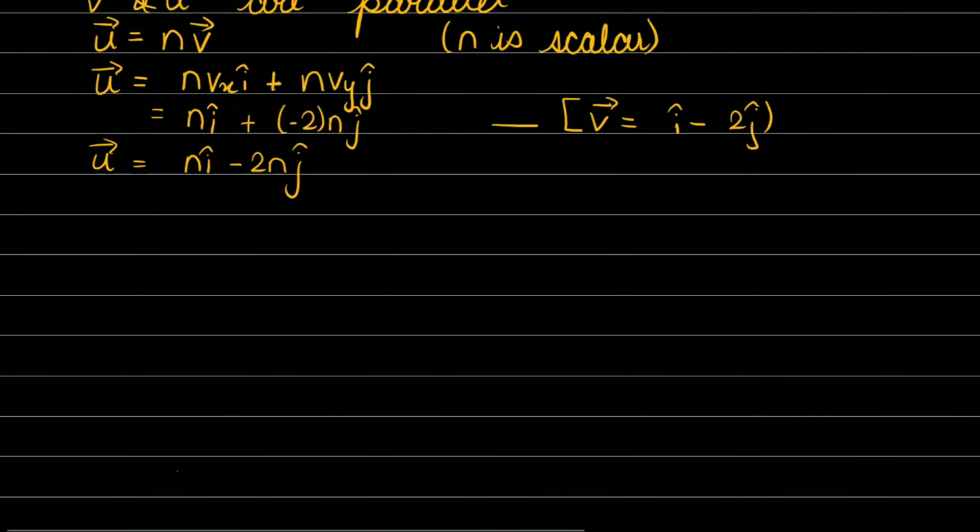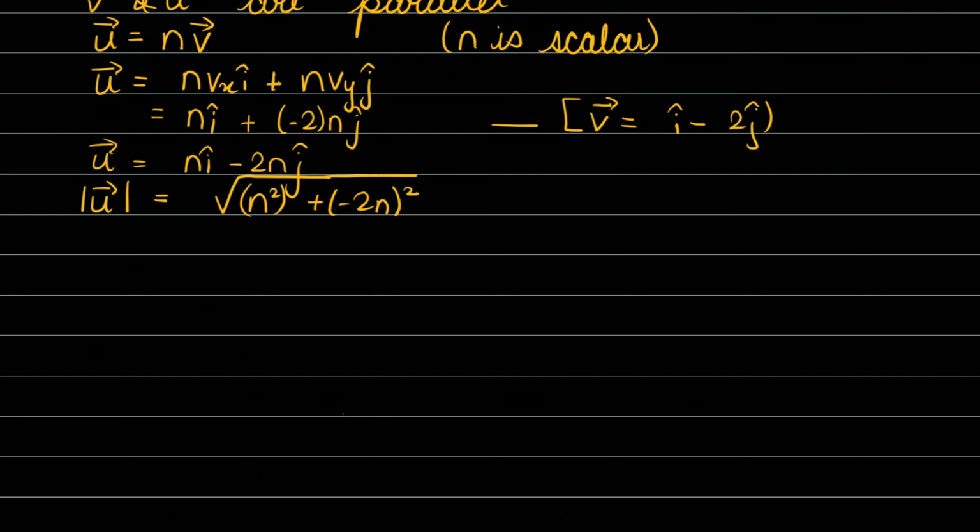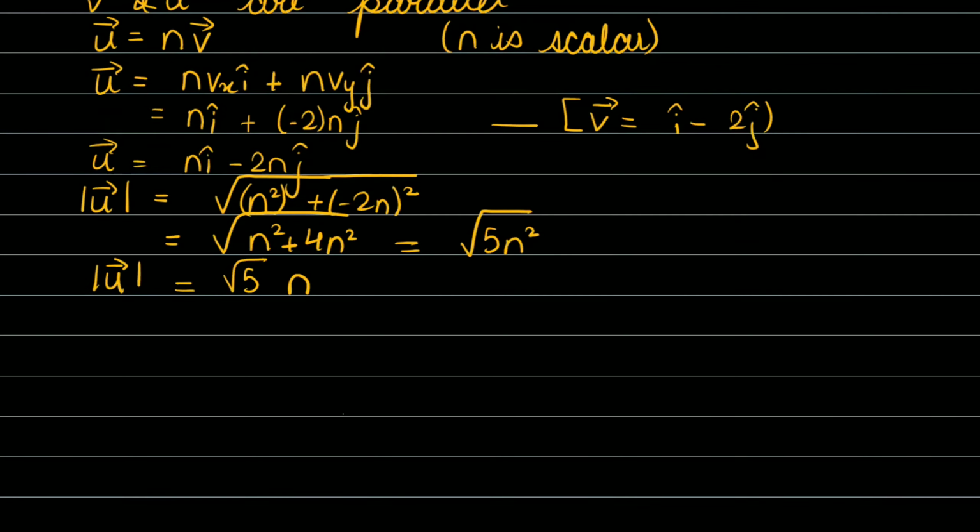Now we have to find the magnitude of the u vector. We know this is the formula to find the magnitude: under root of n square plus (minus 2n) the whole square. After solving this, we get under root of n square plus 4n square, which is 5n square, which can be written as under root 5 n. This is the magnitude of u. It is also given in the question.